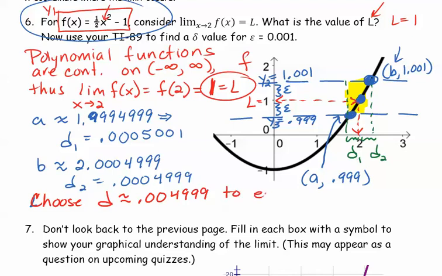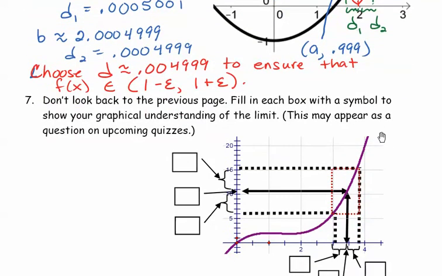to ensure that f of x is an element of our interval from the limit, 1 minus epsilon to 1 plus epsilon. So we stay within our vertical tolerance if we choose delta, if we choose a distance small enough away from our limit of 2. All right, so there's our conclusion.